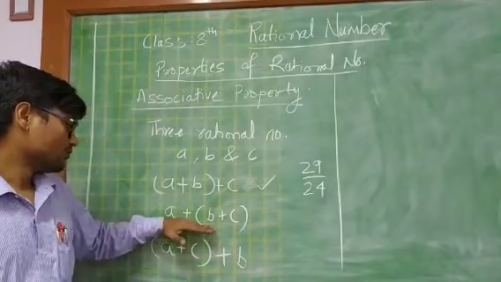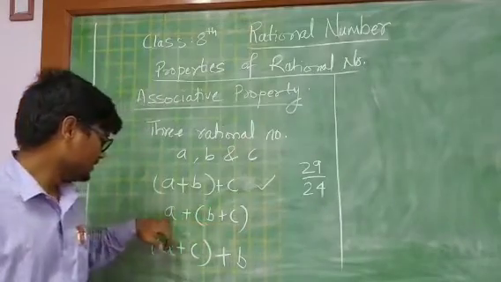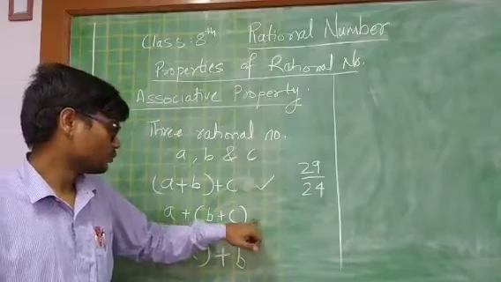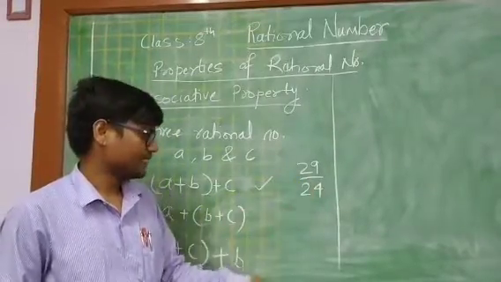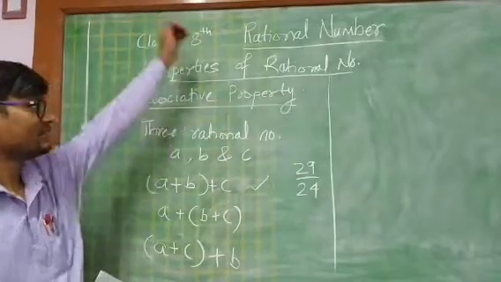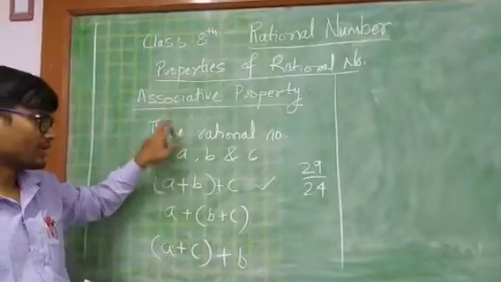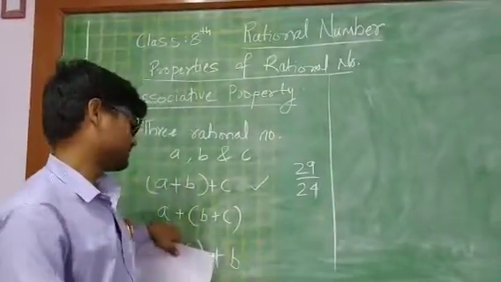Now we should find out the values of these two expressions and check whether the values for these two expressions are equal to this. If they are equal, then we can say that rational numbers obey associative property for addition. So let us verify this second expression.